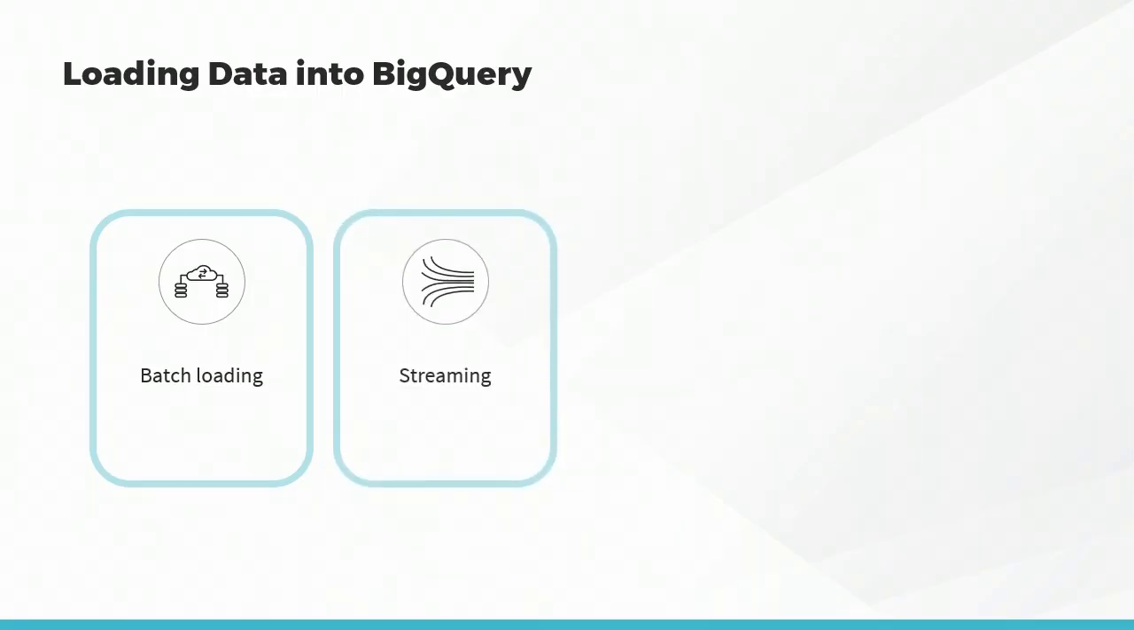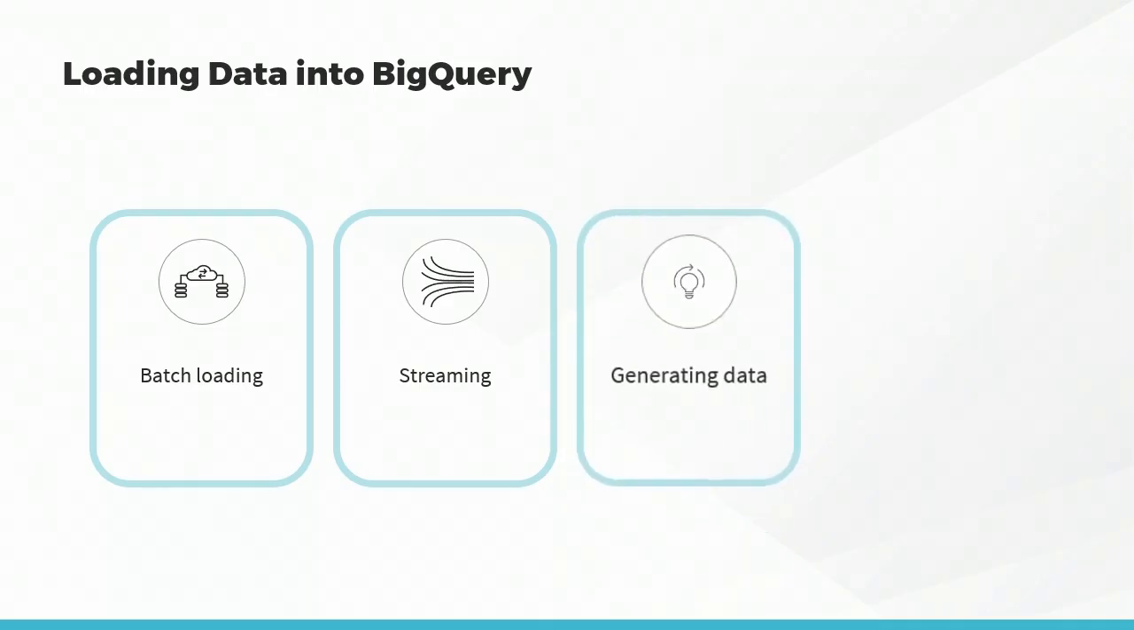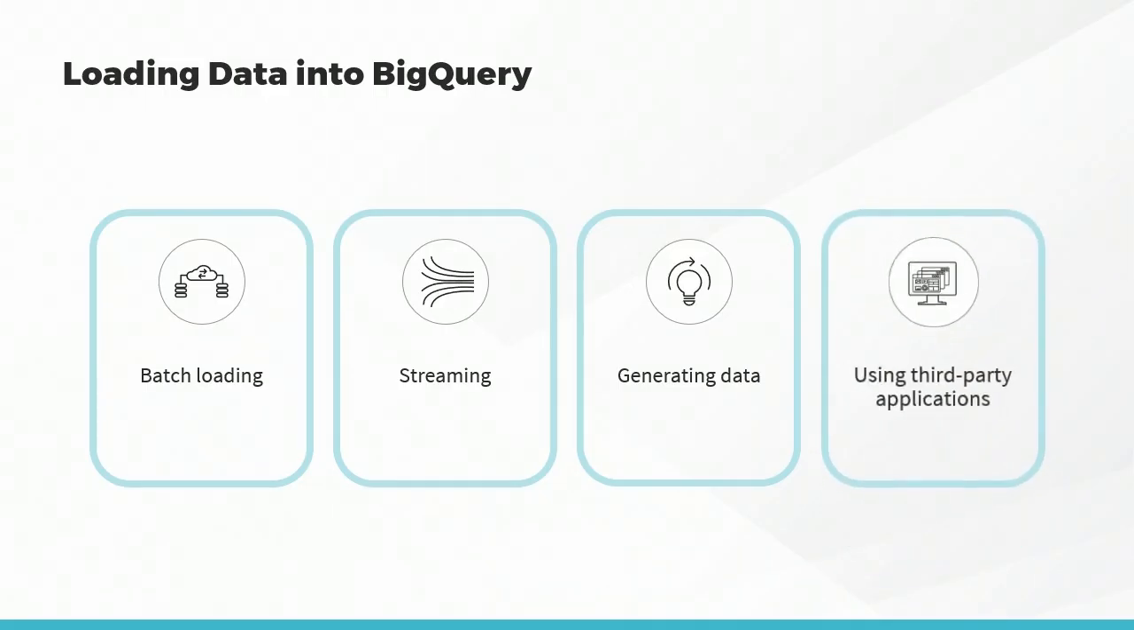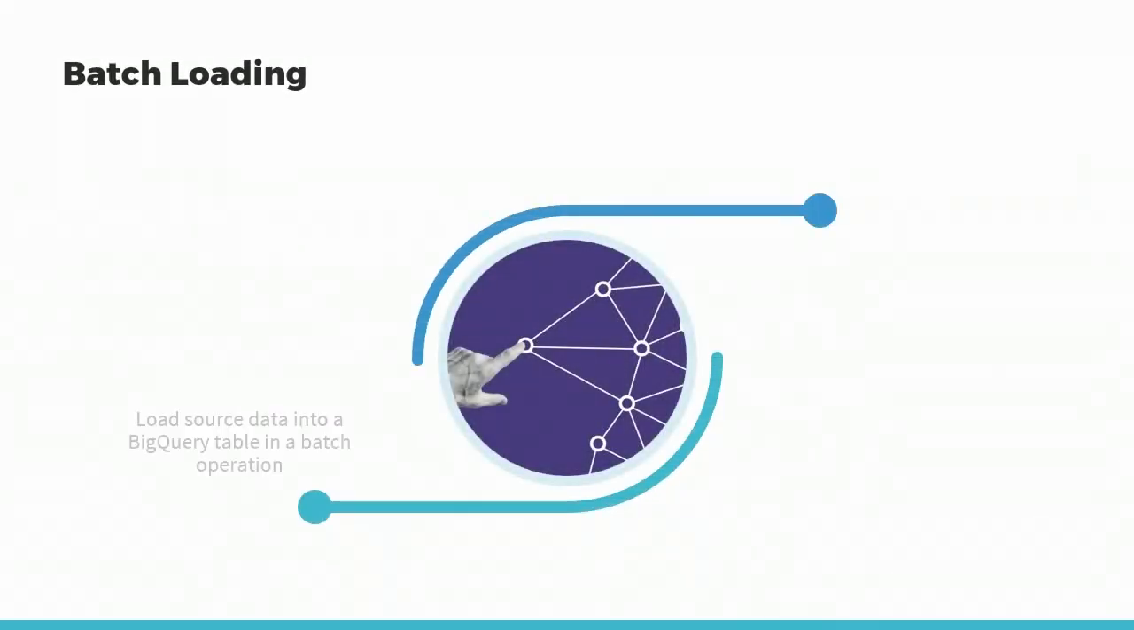Another one that's useful for Internet of Things or IoT applications is streaming. This allows me to create individual records or batches of records. We can also use queries to generate new data and append or overwrite the results to a table. And I can even use third-party applications or services that enable a write into BigQuery tables. Now let's talk about batch loading. With batch loading, I load the data into a BigQuery table in a single batch operation. It just happens once.